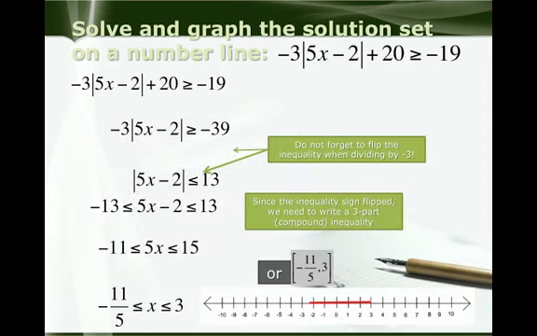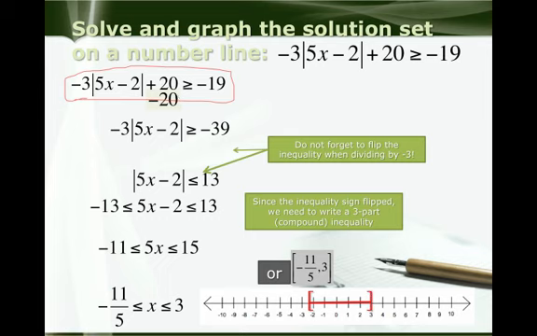Okay, wow, it gets a little bit more complicated every time, doesn't it? All right, let's talk about this one. We have this negative 3. Let's start with this piece right here. What do we want to do? Well, first, we want to subtract 20 from both sides.